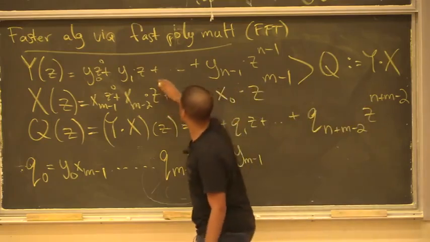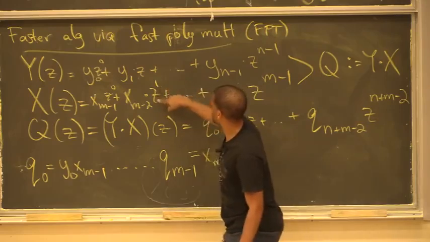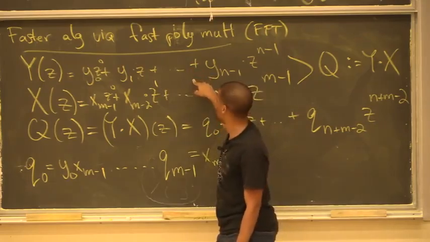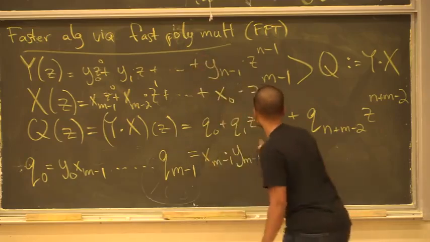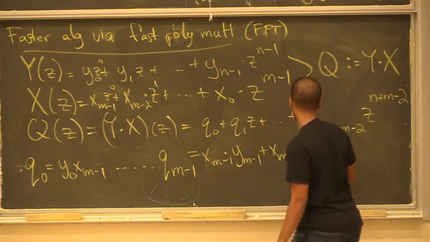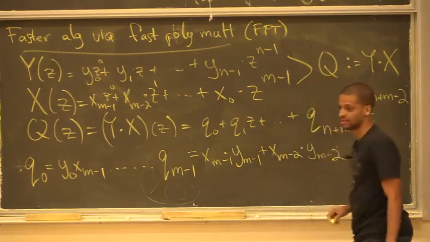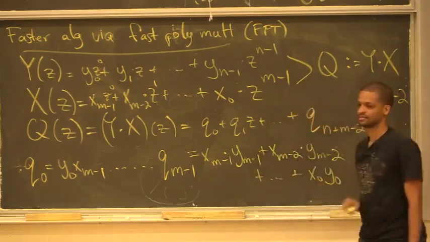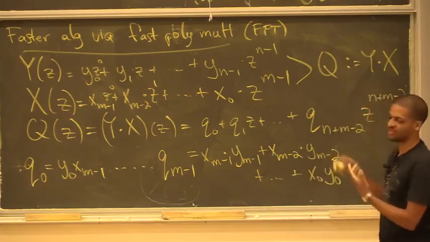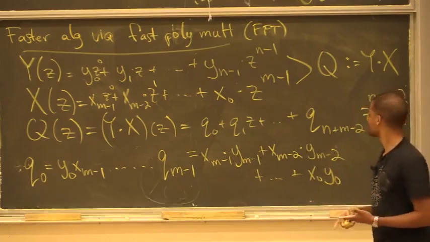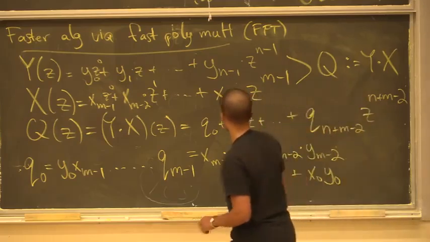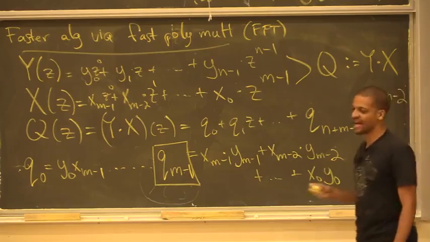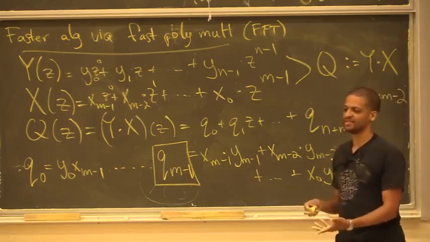What about when I have, so here this is z to the 1. If here the monomial is z to the 1, here y_{m-2} is going to have monomial z to the m minus 2. So plus x_{m-2} times y_{m-2}, right? Plus all the way down to x_0 y_0. So this is exactly the first successive dot product I want, or the first cross correlation I want. And you can work it out yourself. So basically q_{m-1} gives me my first cross correlation. And as you might guess, q_m gives me the next one, etc.